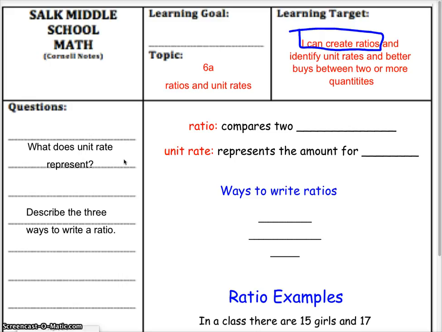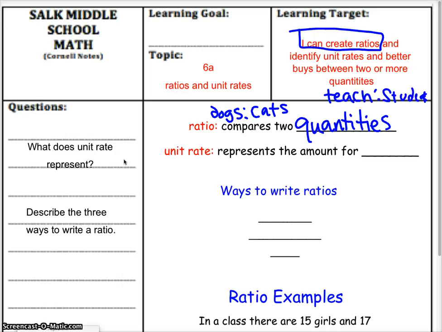That's it. So a ratio compares two quantities, like dogs to cats, or teacher to students, girls to boys, green to red, age to height. Michael? You could, yep, there's lots of different ways. Unit rate represents the amount for one. Unit means one.